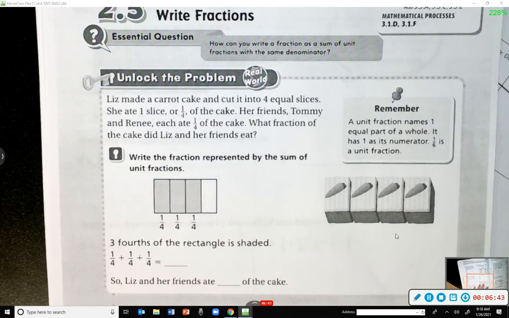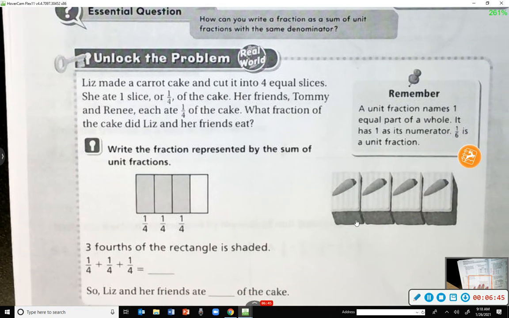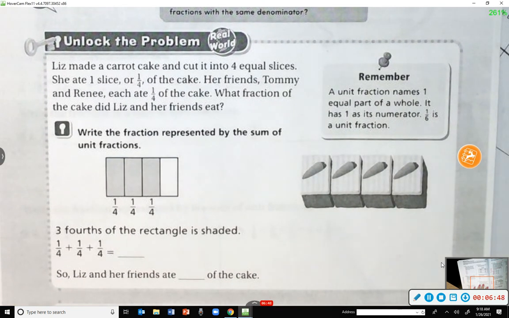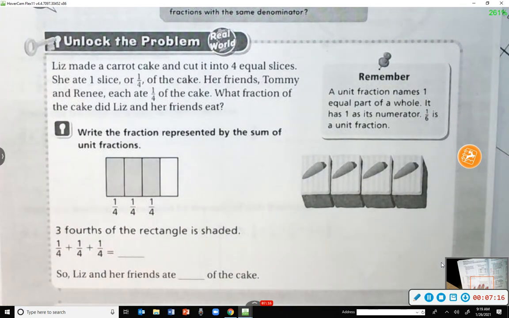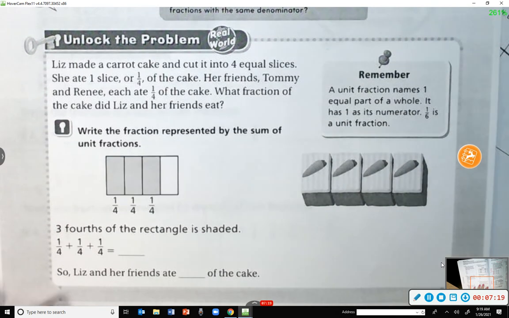Now, at the top where it says unlock the problem, I'm going to need a volunteer to read. All right, Kaylee. Liz made a carrot cake and cut it in 4 equal slices. She ate 1 slice, or 1/4 of the cake. Her friends Tommy and Renee each ate 1/4 of the cake. Which fraction of the cake did Liz and her friends eat?